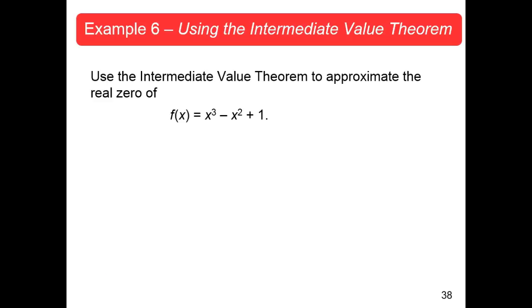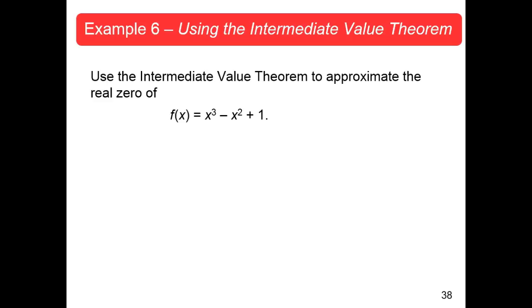All right, any questions? We're on page 132, in chapter 2, polynomial and rational functions, the very end of 2.2, which is polynomial functions of higher degree. So here we have one. Use the intermediate value theorem to approximate the real zero, and they say real zero as if there's only one of them, of f of x equals x cubed plus x squared plus 1.